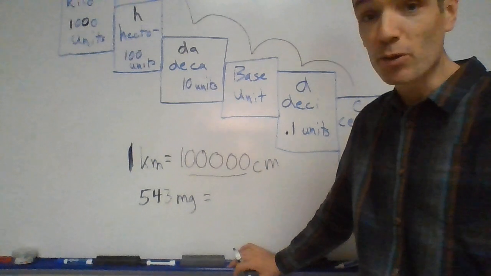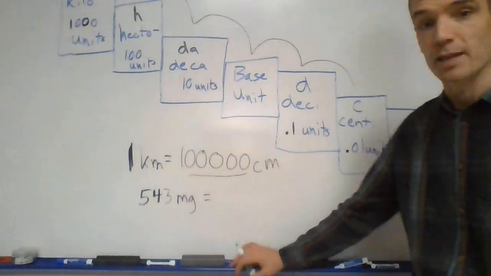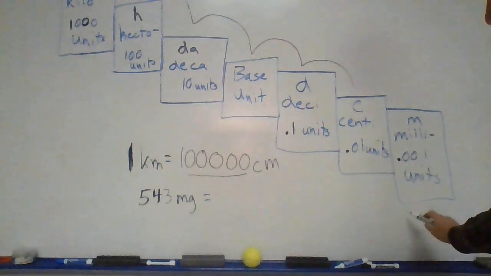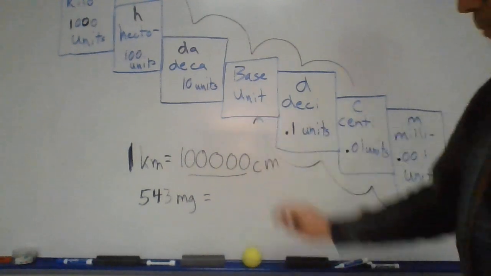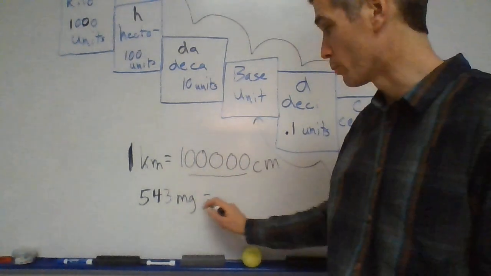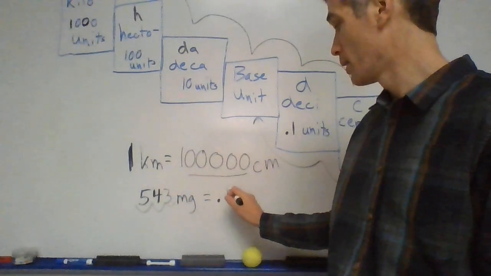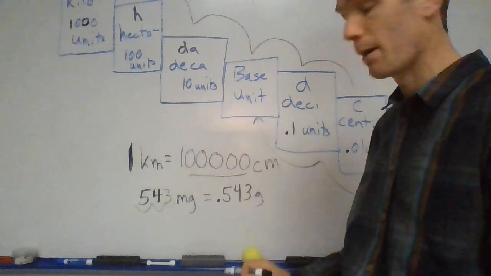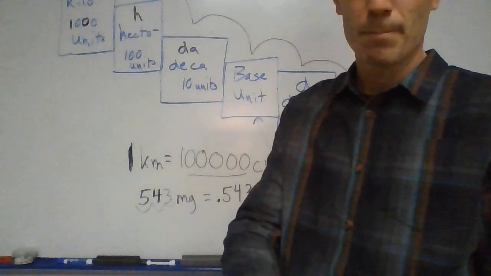If I had 543 milligrams, how many grams is that? Milligrams is down here. It's the last one. So that's 1, 2, 3 jumps. So I'm going to move the decimal 3 spots. So 1, 2, 3. I'm going to get 0.543 grams.